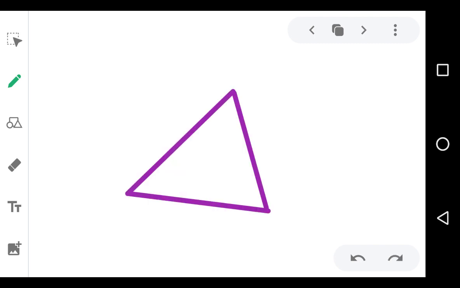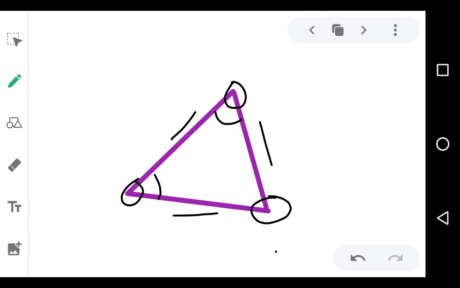Now see the next one. What is the shape of this figure? Yes, it is a triangle. And you know how many sides and vertices does a triangle have? It has 3 sides. 1, 2, 3 and 3 vertices. 1, 2, 3. Now in a triangle there are 3 angles. It makes 3 angles. 1, 2, 3.